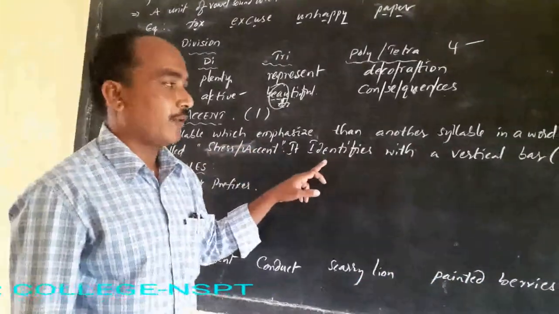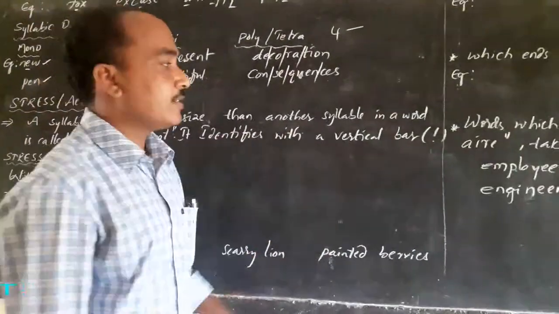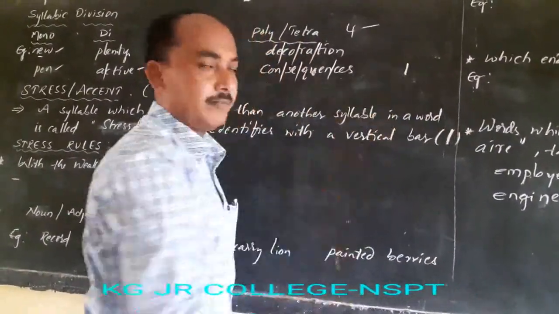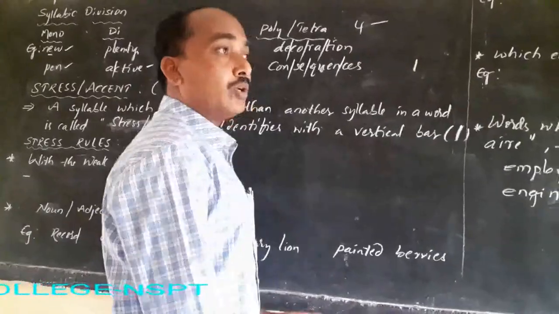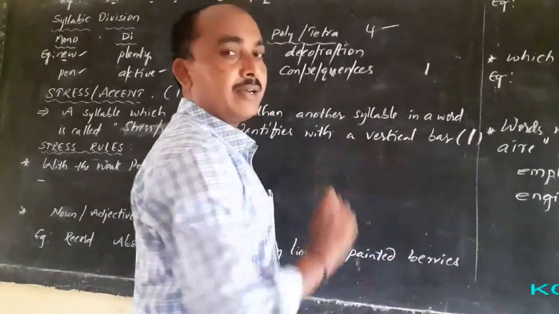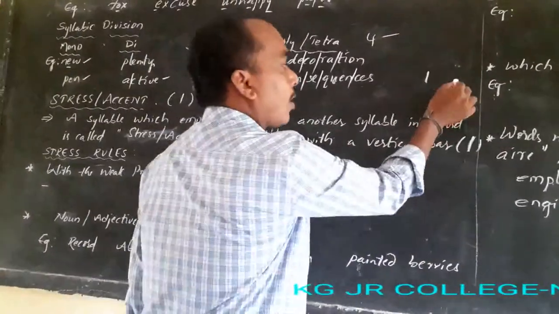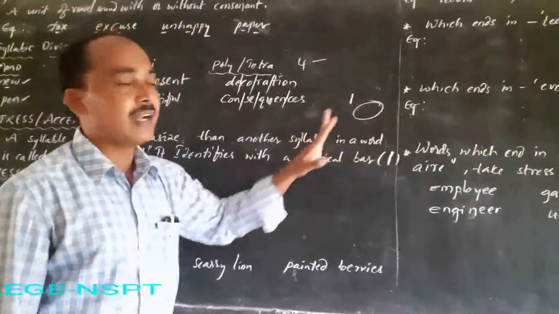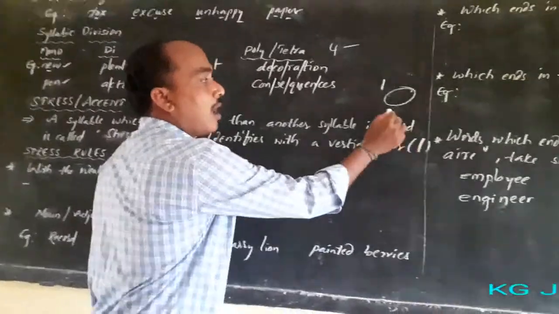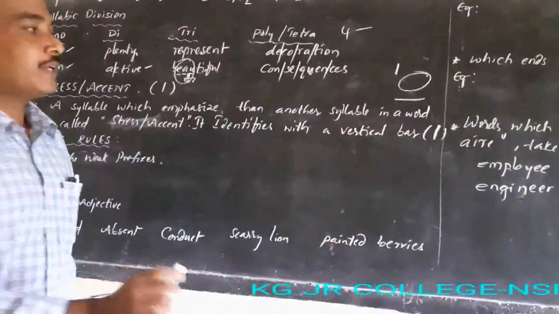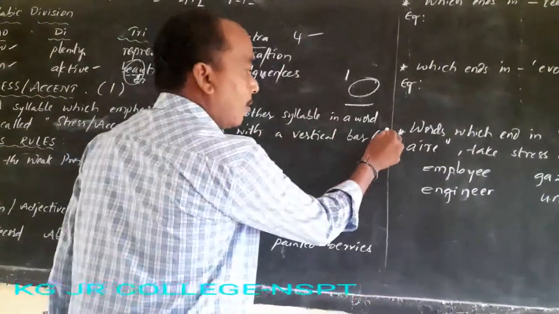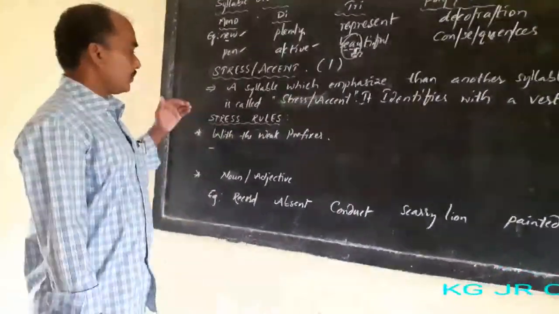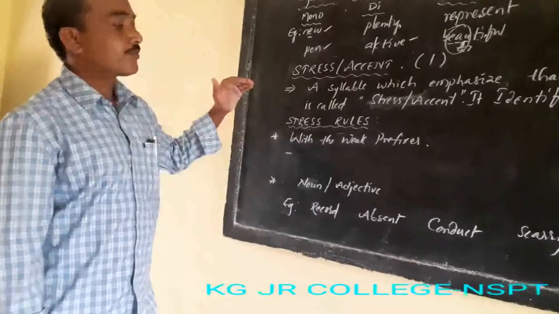This is identified with a vertical bar. What is vertical bar? This is called vertical bar. Okay. You don't underline in the exam or you don't round it up. It should not be considered, or marks will not be awarded if you round or if you underline it. You should identify the stress only with the following of vertical bar. Now we are going to see stress words.